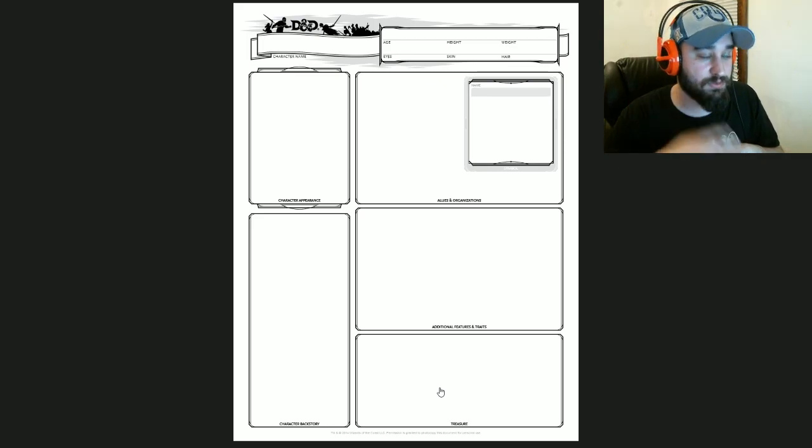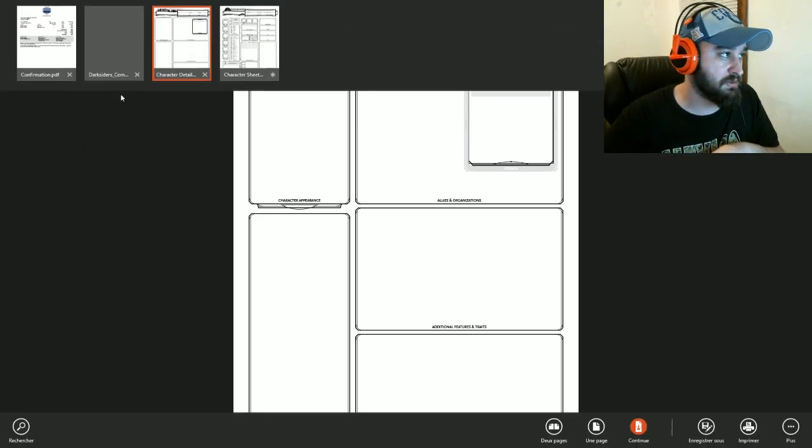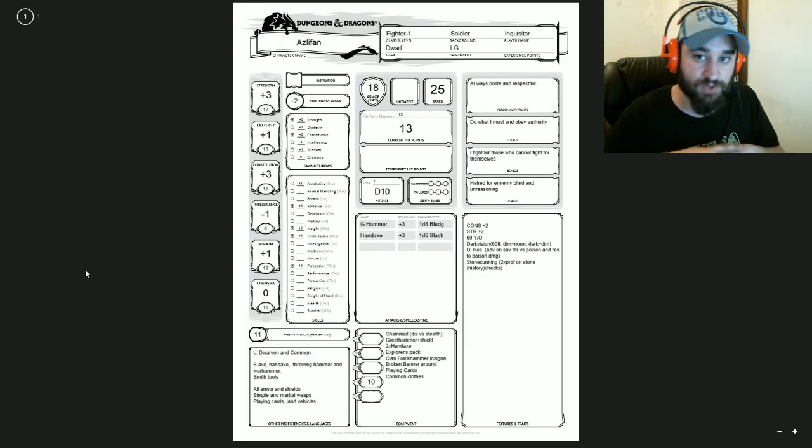So, and you have a third sheet that I don't have right here, but it's a sheet that's basically just to write your spells. So these are the 3 sheets that you will need when you're starting a new character.